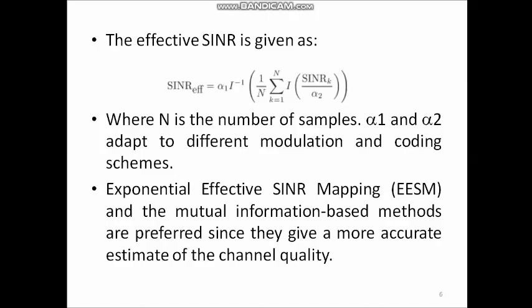So it depends on the MCS, modulation and coding scheme, and the function I maps the SINR to a performance metric that is averaged over all the samples. And exponential effective SINR mapping, EESM, and the mutual information based methods are preferred, since they give a more accurate estimate of the channel quality.